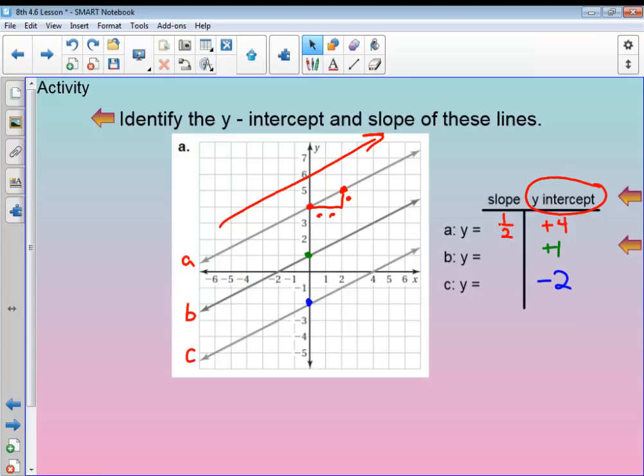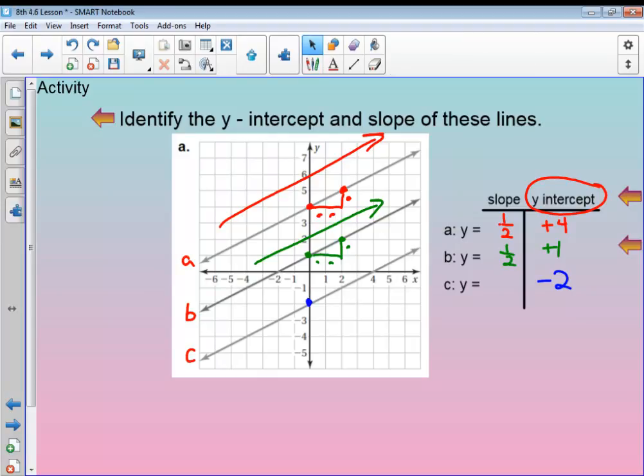Okay, so now we'll go ahead and check on our B line. Once again, not crossing a line, but it is crossing a corner right there. So we're going to go ahead and count our rise and our run between those two. Our rise is 1, our run is 2. Once again, it is a positive slope because it's going up from left to right, so that would be 1/2.